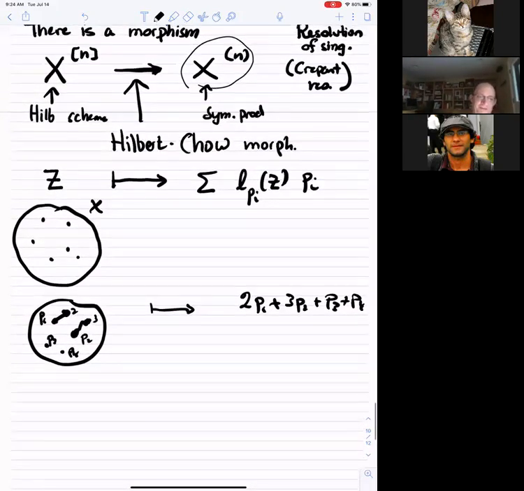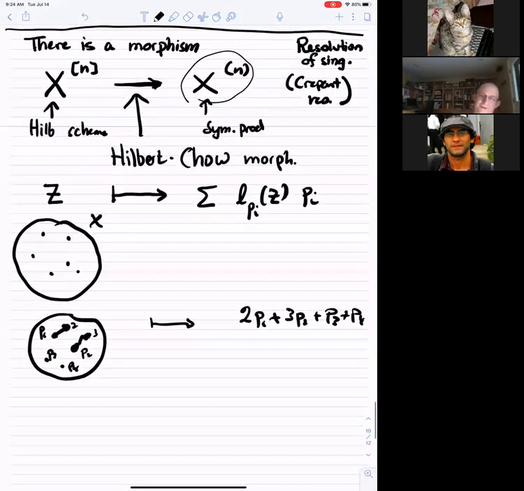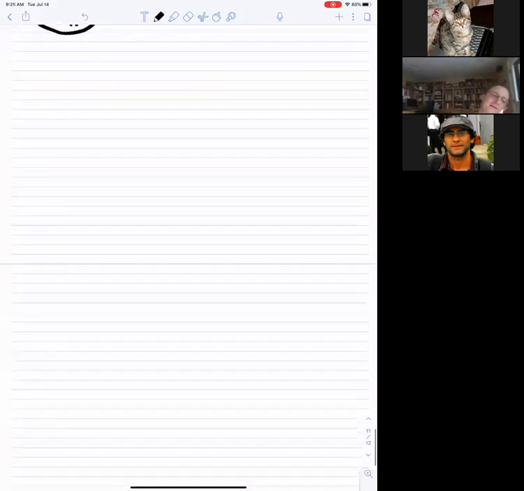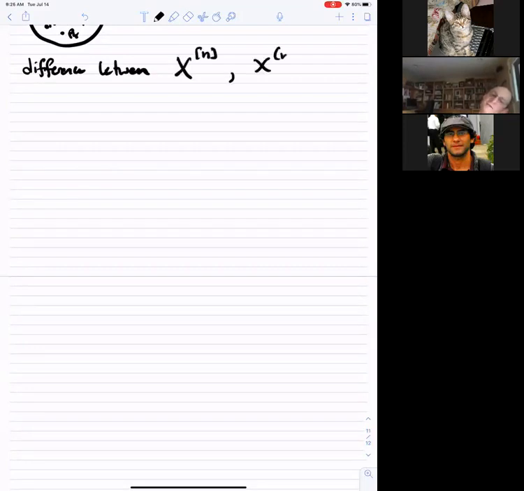Sorry, I keep sliding this. I don't know how to keep too many things on the board at once. Let's maybe understand, I should have done this a little bit earlier, the difference between the Hilbert scheme and the symmetric product a little bit, okay?